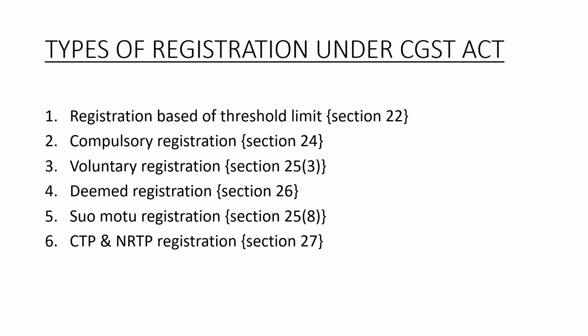Third registration being voluntary registration. Under voluntary registration, businesses, although not liable to be registered, are themselves voluntarily registering themselves. That is, there is no compulsion from the side of the government, but they do it just by themselves. Fourth type of registration is deemed registration, which says that if a person is registered under the SGST or UTGST Act, he is automatically registered under the CGST Act. Fifth type of registration is suo motu registration, which will be explained later. And sixth type of registration being CTP and NRTP registration, for which there are special provisions.